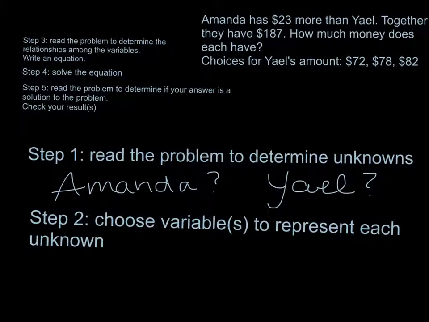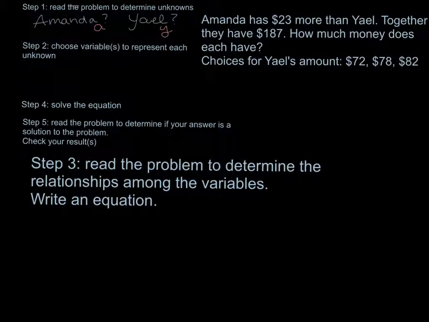Step 2 is asking us to assign variables to each of our unknowns. So for the amount of money that Amanda has, I'm just going to call it A. And for the amount of money that Yael has, I'm going to call this Y. Now I'm going to read the problem again to really determine what the relationships are between A and Y.